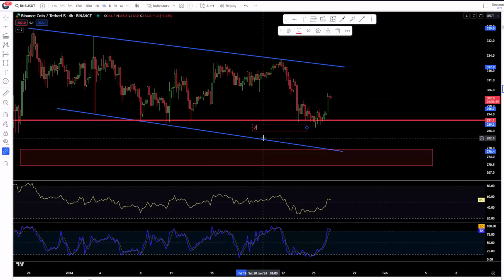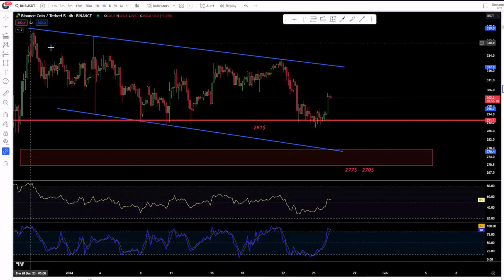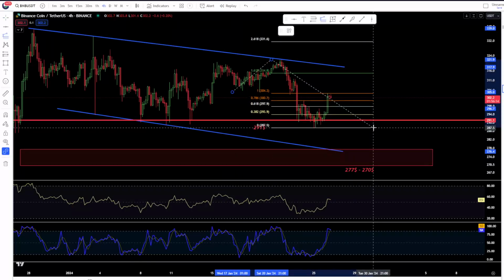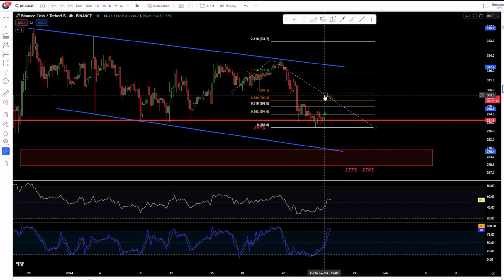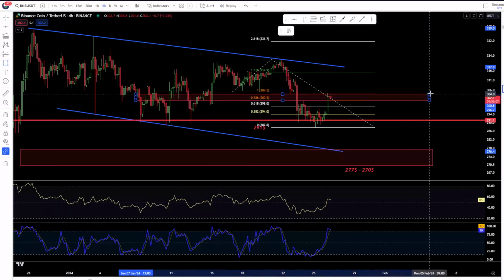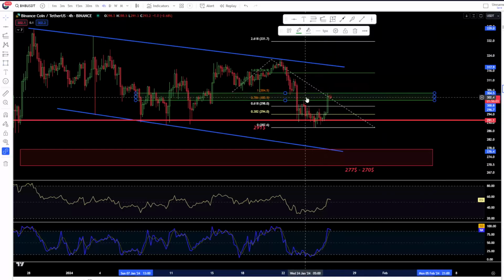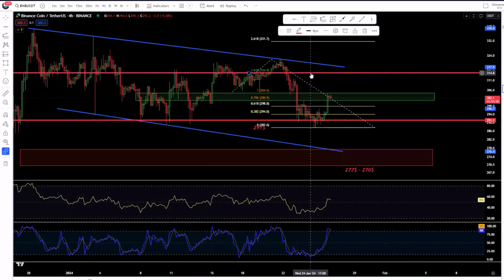Looking the other way, we can similarly determine the resistance areas, and here we can immediately see how the price is struggling with the strong resistance zone from $300 to $304. If we manage to break out of it, it is worth taking into account the resistance at $315.